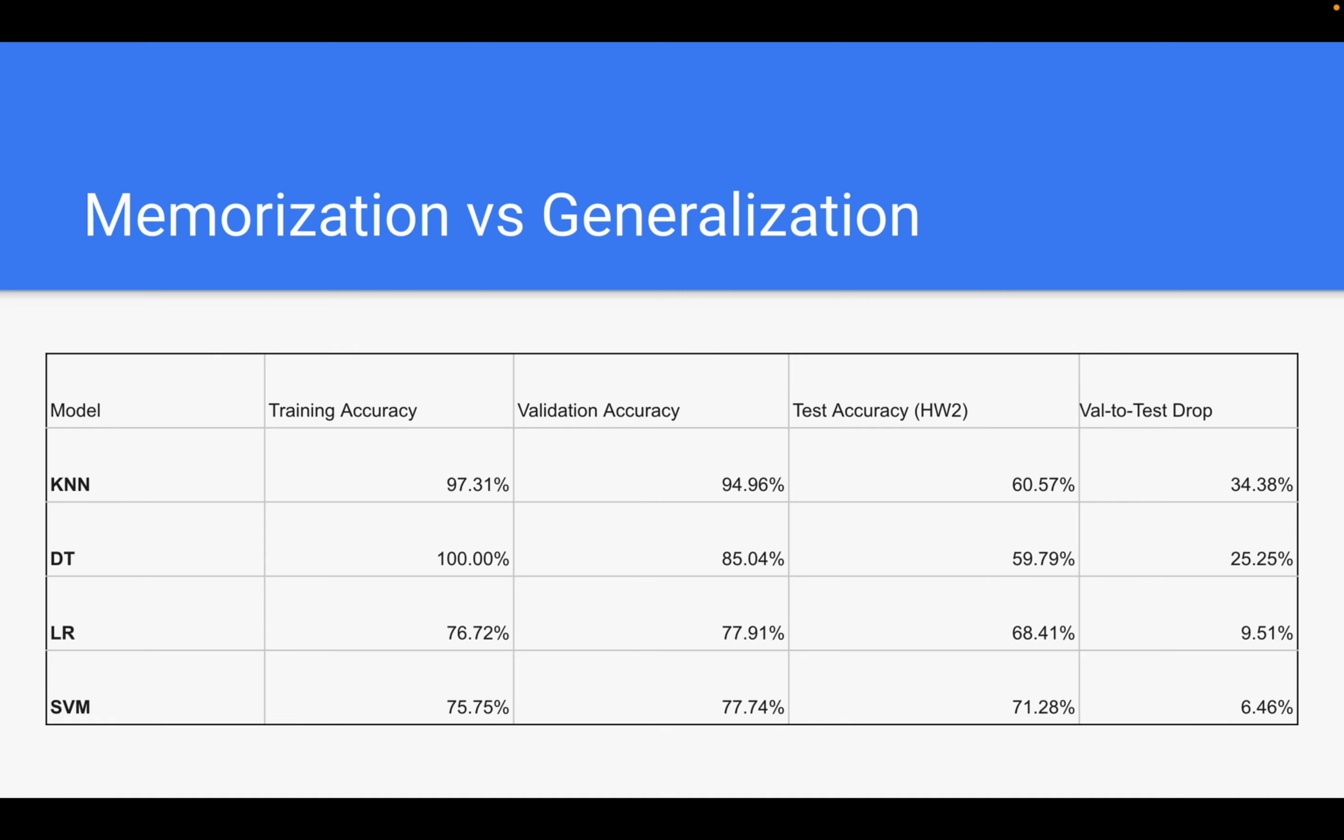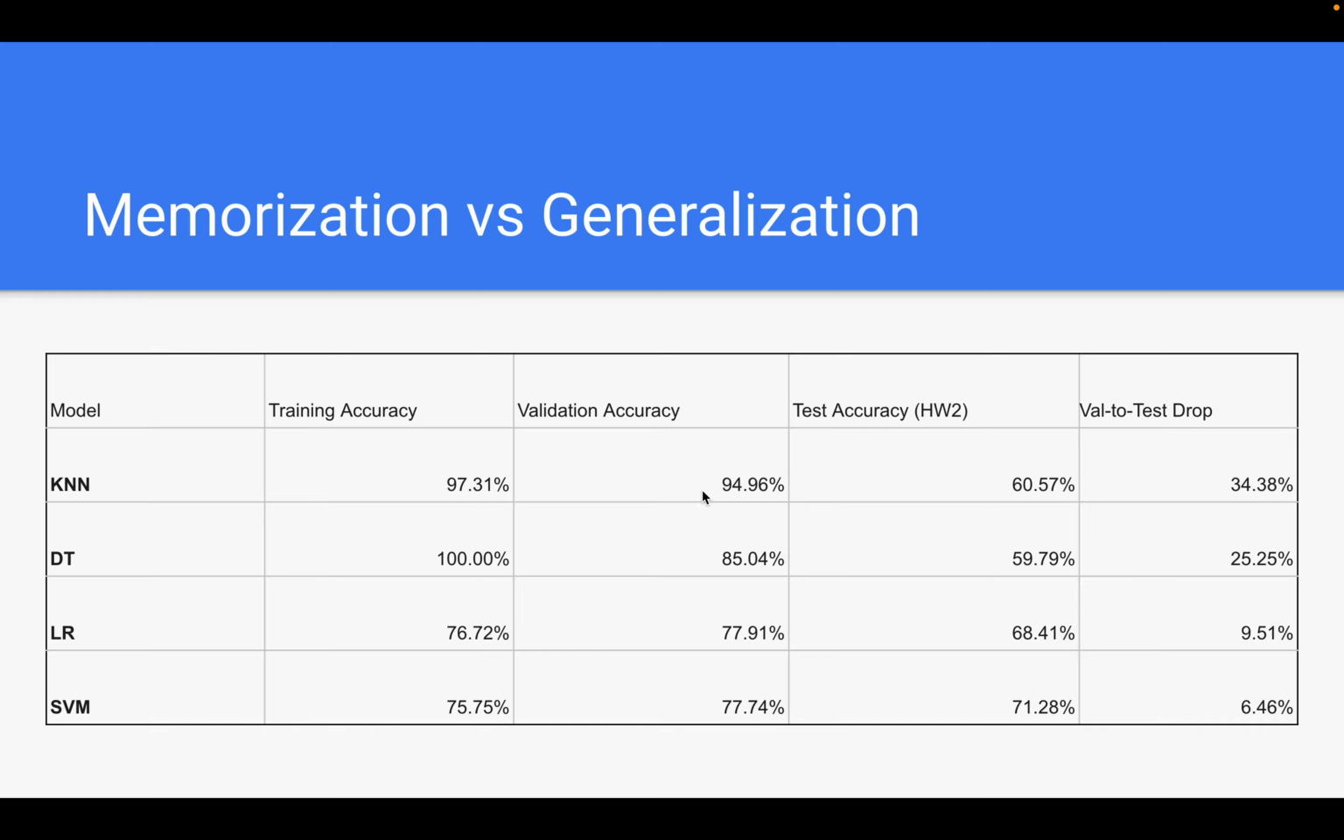So I want to point to the decision tree row. First off, this is the one that would catch the most eyes: the 100% training accuracy rate. This is flawless, 100%. It's the biggest accuracy you can achieve.